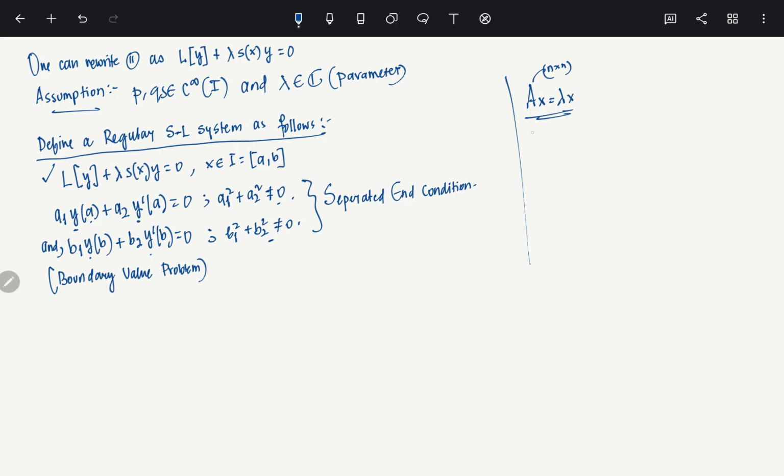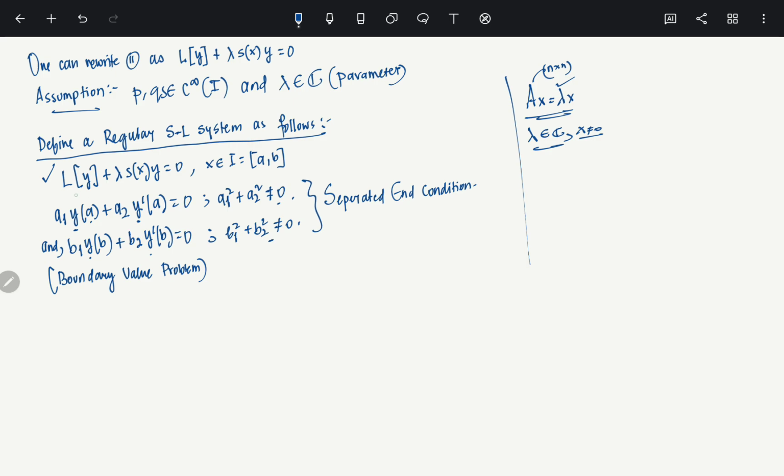Now the question is this: you have to find lambda in C, for now, such that there are non-zero x, right? X not equal to 0. The vector x should be not equal to 0. Basically, you have to find lambdas which actually admit non-zero x such that Ax equals lambda x. Yes. Okay. Why non-zero x? Because if x equals 0, then for any lambda, x equals 0 is a solution.